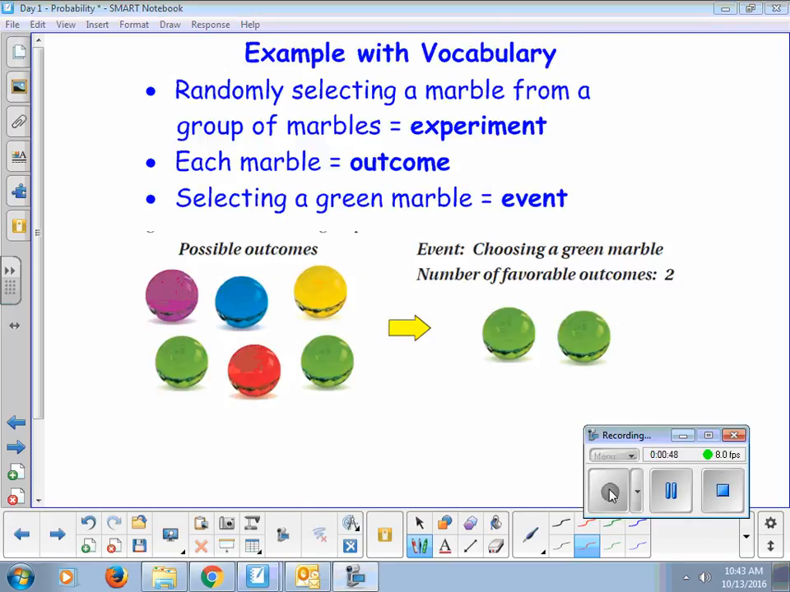I'll go over this. Okay, so an example of your vocabulary words: if you were to select a marble from a group of marbles, that would be your experiment. Each one of these marbles is your possible outcome. So this would have 6 possible outcomes. And an event would be selecting a green marble. So if you wanted to choose a green marble, you would have 2 favorable outcomes because there are 2 green marbles.